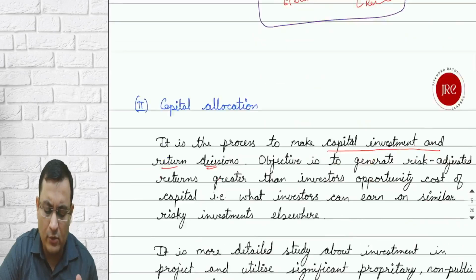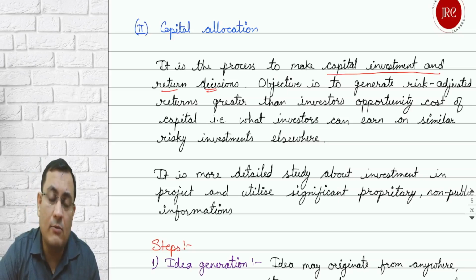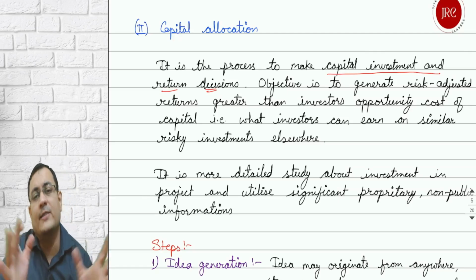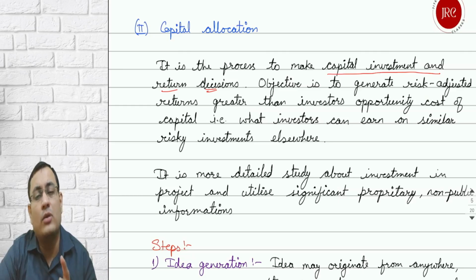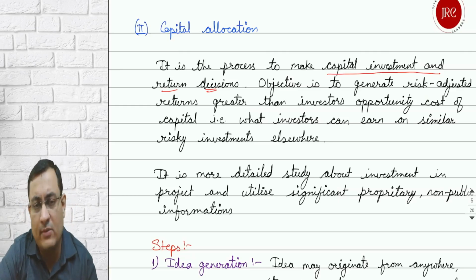So let's start. What is the capital allocation process? This is a process to take decisions related to capital investment, that is, decisions related to long-term projects or long-term assets. What is the objective which we want to achieve? The objective is very clear. The objective for all decisions of business is the same, that is to create value for the investor and for the organization as a whole.